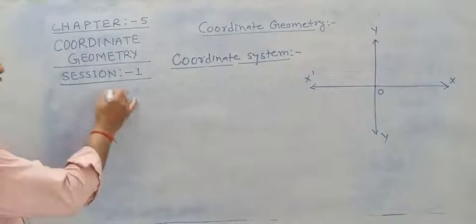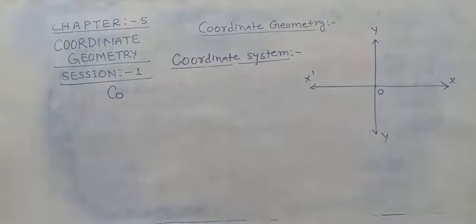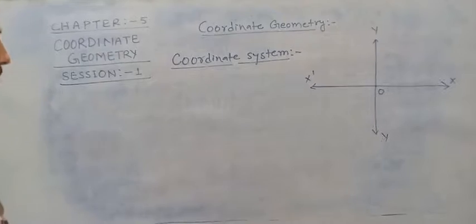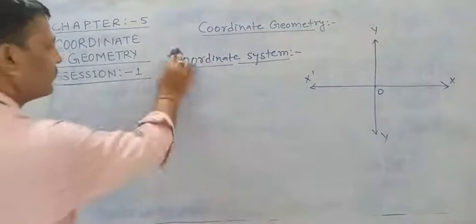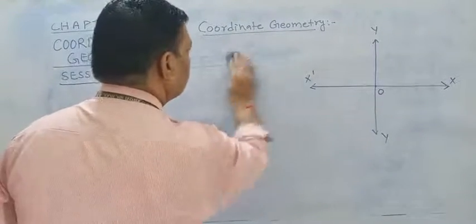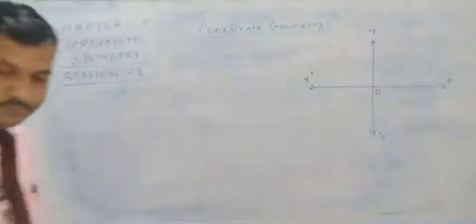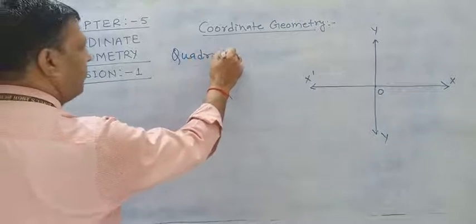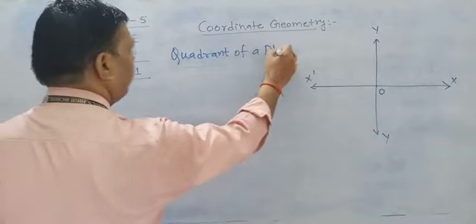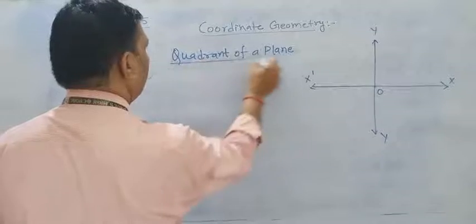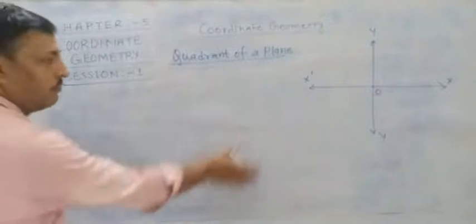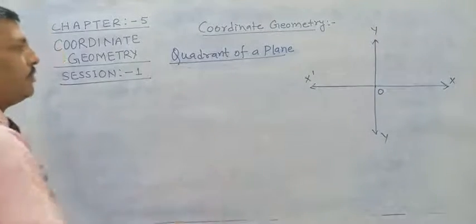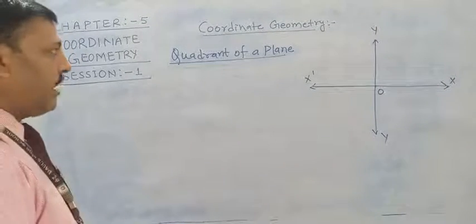Now we consider the coordinate quadrants of a plane. So this board is considered as a plane. A surface is called a plane. So what do we mean by the quadrant of a plane?